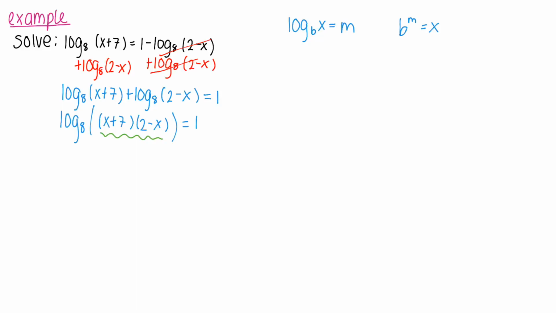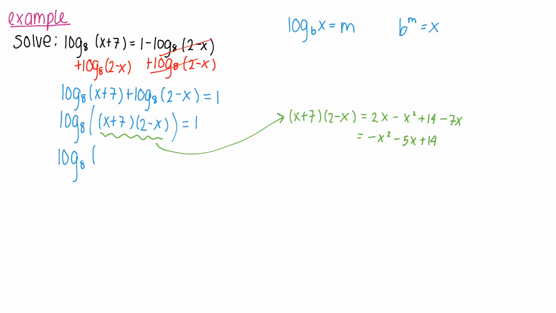Let's take this guy and expand him over here. So x plus 7 times 2 minus x. Foiling him, we have 2x minus x squared plus 14 minus 7x. So negative x squared out front, 2x minus 7x is minus 5x plus 14. So I'll replace that on the inside. And now let's write it in its exponential form. So start at the base, across the equals, and back again, with this whole thing on the inside. So this is 8 raised to the 1 is equal to negative x squared minus 5x plus 14.